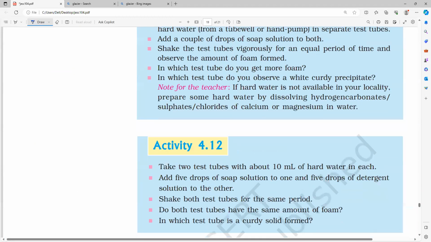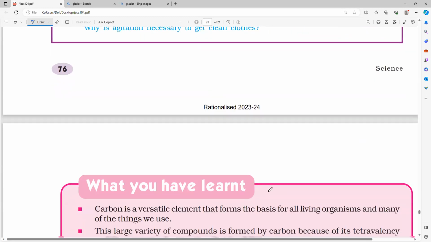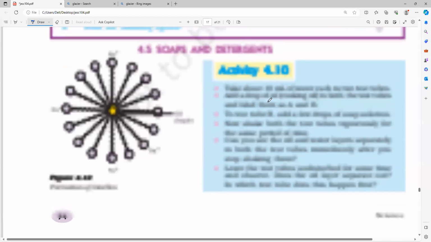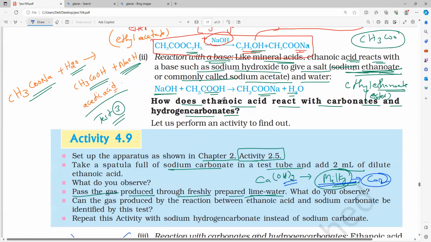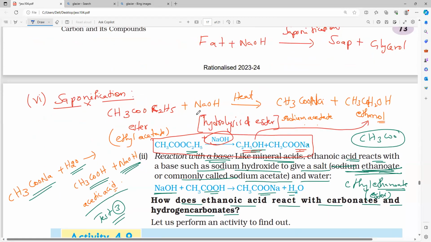From there also many activities are there, and for every activity we have to make the conclusion. That's all. Then this chapter is also completed. As I said, I finish; now your duty is how to study it. How you study is your choice. For identifying ethanoic acid, how many tests are there? Three tests. One is the litmus test. What is the second one? The ester test. And the third one is the sodium hydrogen carbonate test.